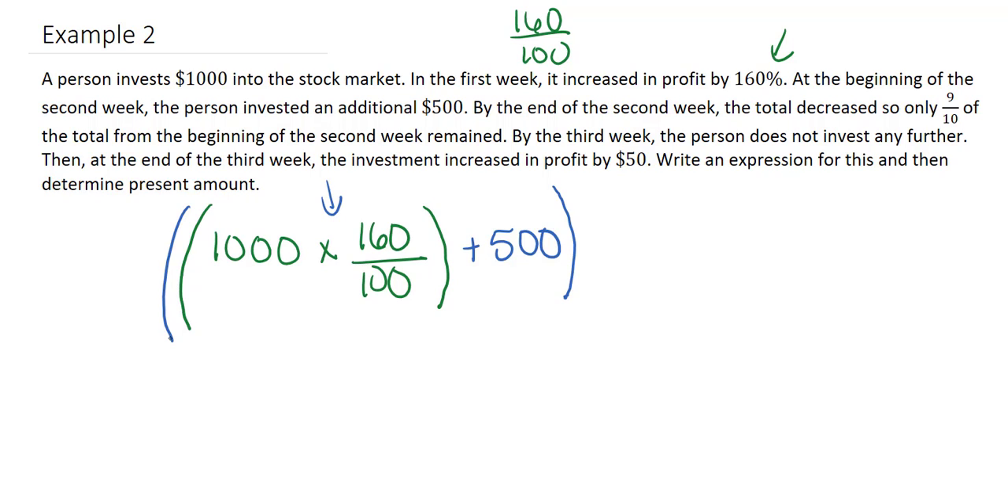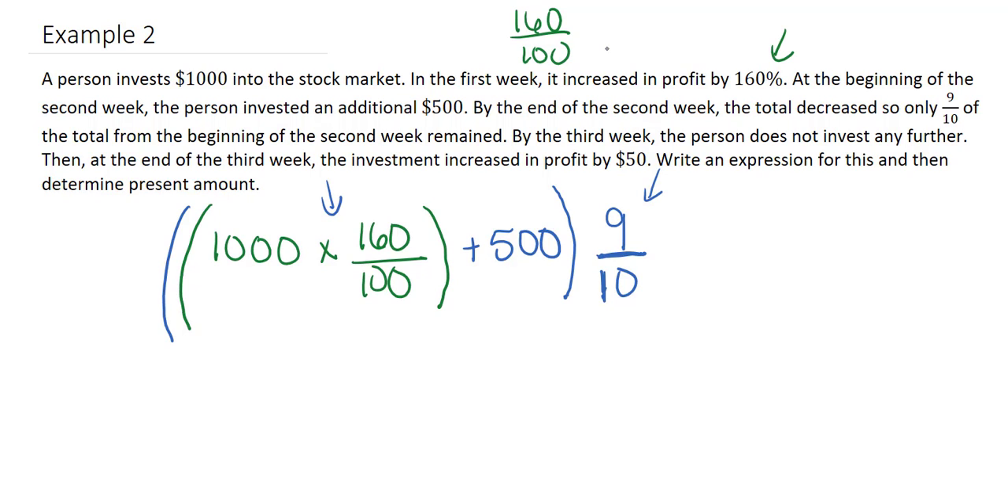Then by the end of the second week, the total decreased, so only 9/10 of the total from the beginning of the second week remained. So that means we're actually going to multiply, because if we multiply this fraction by the total, we'll get the new total, which will only be 9/10. So essentially what it's asking, if we had a pie, it was cut into 10 spots and we took out a whole tenth, we only have 9/10 of it remaining. So all we did is we multiplied 1 times the 9/10, so we got 9/10. So that's kind of how it works.